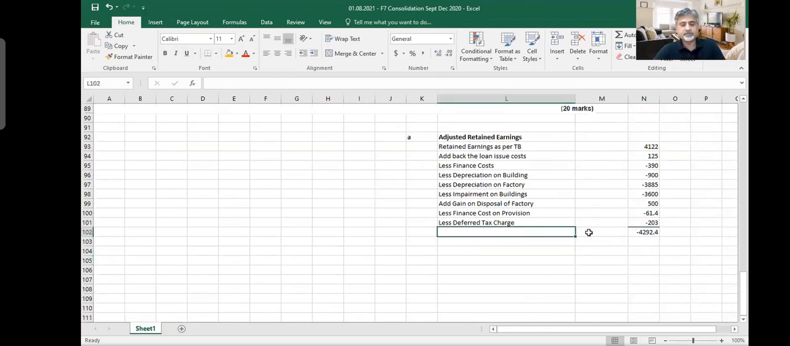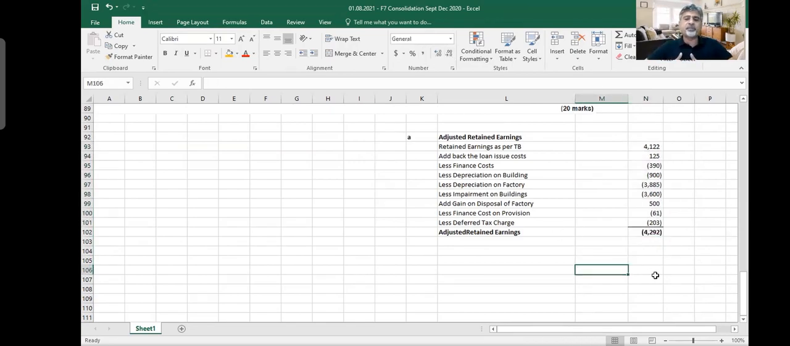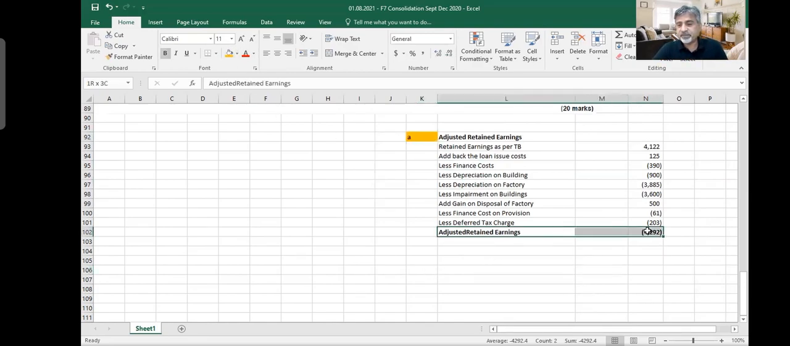You see here, adjusted retained earnings. Now that's very interesting, my friends. After making all these adjustments, you have got a negative retained earning, which was a positive 4 million. From positive 4 million, you have moved to a negative 4.2 million. So this 4.292 million will go into the balance sheet as a negative number, 4292. Okay, this is done with part A. If you have any question, please ask me. This is the answer to part A.